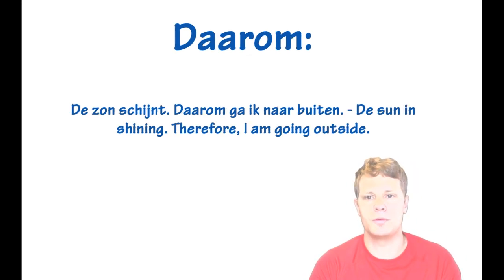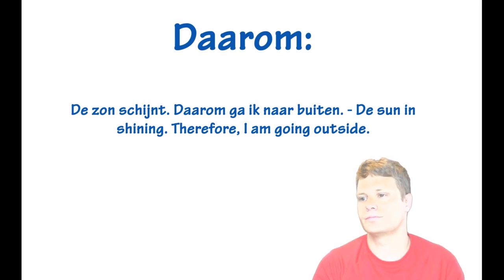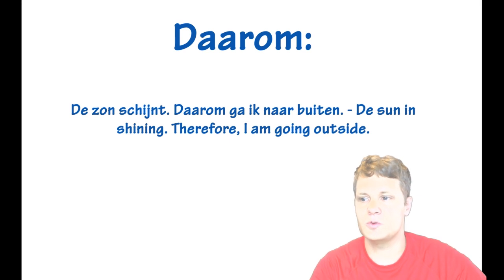Okay, the word daarom means therefore. It's always at the beginning of a sentence, right? The sun is shining, therefore I am going outside. "De zon schijnt," the sun shines, very simple. "De zon schijnt." And the ch is right, and the ij is I. "De zon schijnt, daarom ga ik naar buiten." Naar buiten is to the outside.